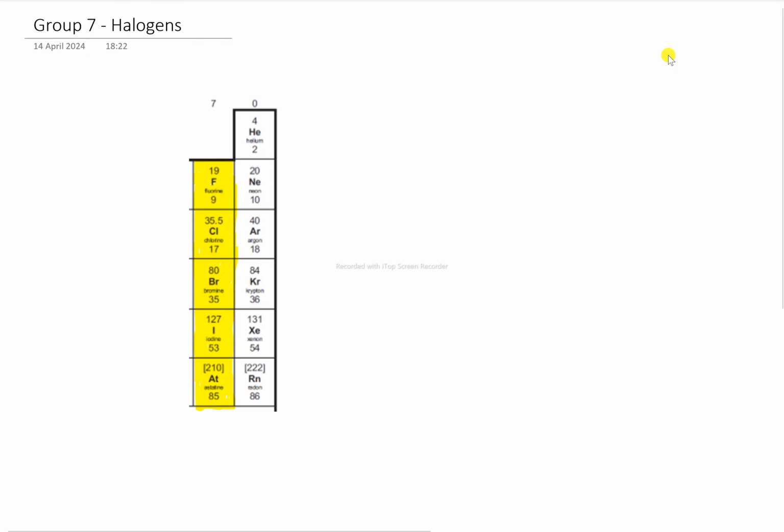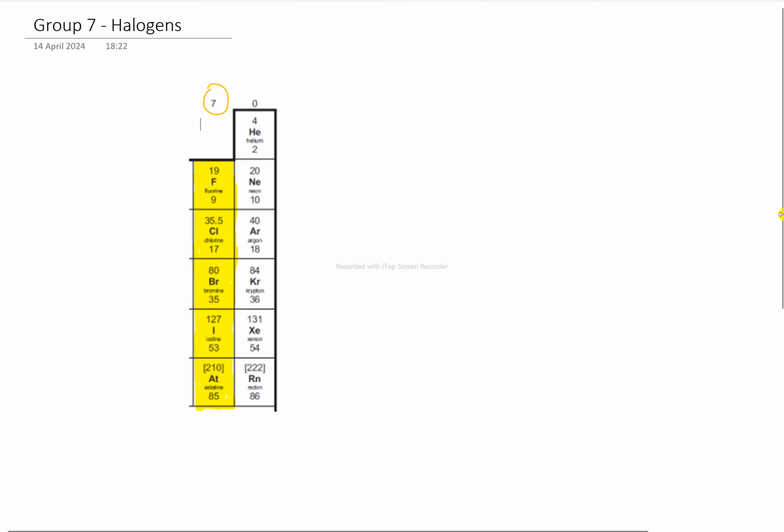Looking at group 7 elements. Group 7 elements are called the halogens. This means that they form salts. They're good at making salts. Right, it's the ones in yellow. So this is group 7 here.